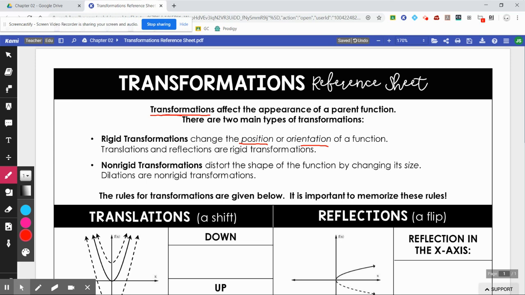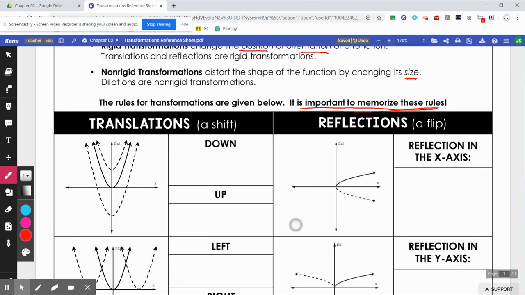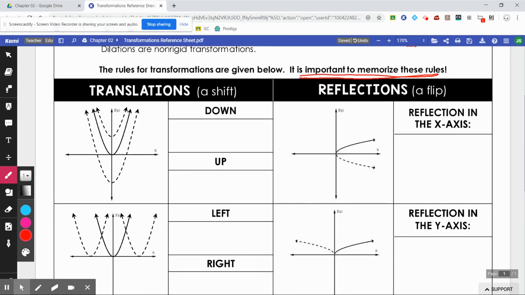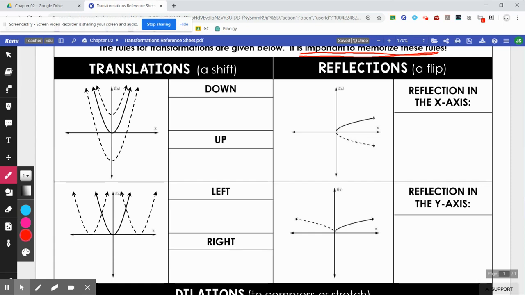Non-rigid distorts the shape of the function by changing its size. And that would be like a dilation. And we're going to be going over all of these in this video. And as it says here, it is so important to memorize these rules. These are very important. We're going to be using them for the rest of the year in this class. So make sure that we understand them. Now, I'm going to be giving an example of each of these from a parent function and how we can perform each of these using Desmos.